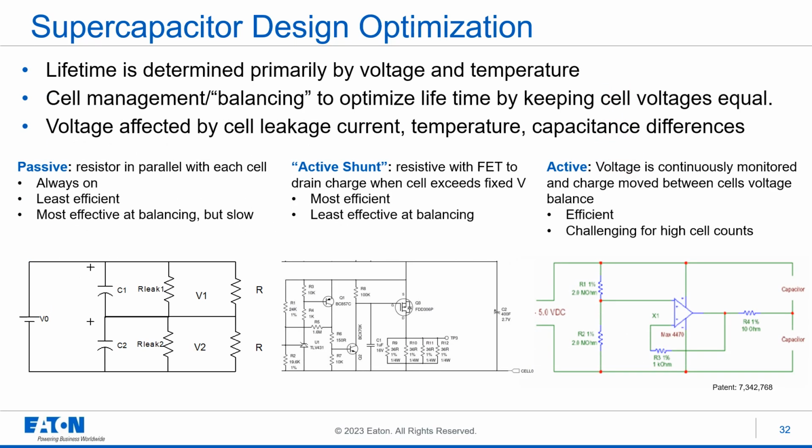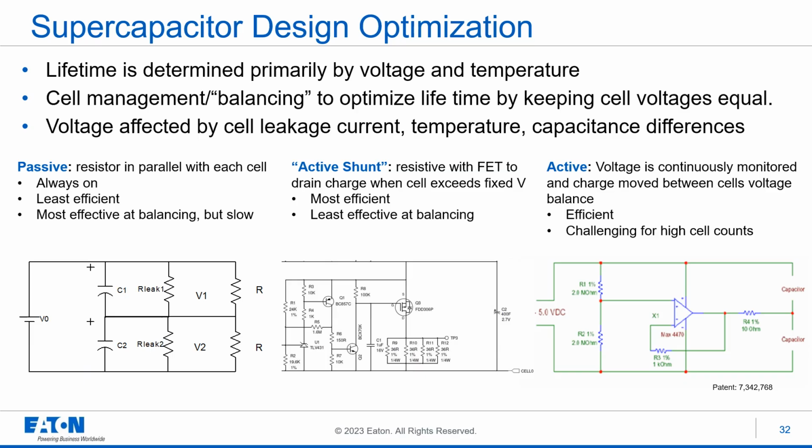There's a lot of interest in cell management or cell balancing. In contrast to battery cell balancing or BMSs, which maintain safety, the primary purpose of cell balancing for supercapacitors is to keep the voltage the same so that system lifetime is maximized. There are 3 basic designs, but also multiple IC designs that use different techniques. As far as discrete designs, there are 3 that the industry has used: passive, what I'll call an active shunt, and truly active. In most cases, the supercapacitor manufacturers have used the first 2.